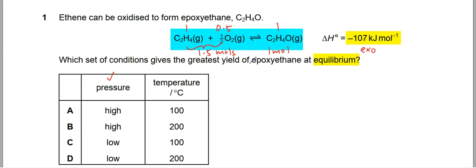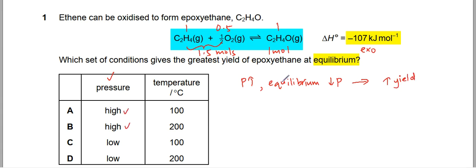So in terms of pressure, what happens when we increase the pressure? The equilibrium will attempt to reduce the pressure. In order to reduce the pressure, the equilibrium will move to the right hand side, which will increase the yield. So for pressure, we want the high pressure situation.